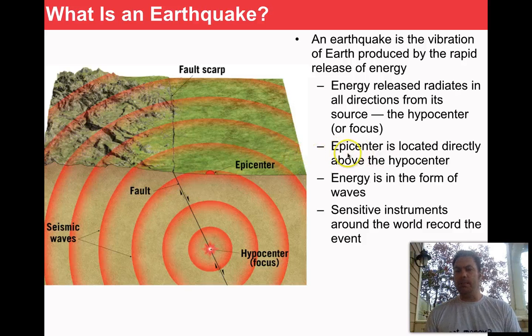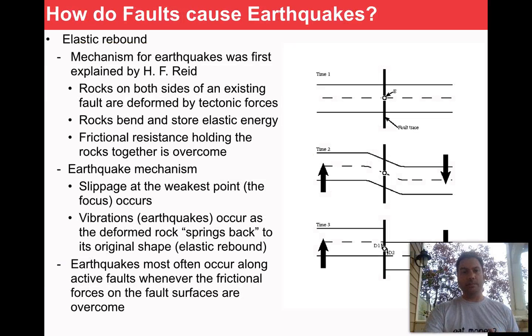The epicenter, which is something that most people are familiar with, is actually the point of land right above the hypocenter. So if I go from the epicenter to the hypocenter, it's just down here. The epicenter tells me the location, but it doesn't tell me the depth. The hypocenter gives me both. The energy is in the form of waves, so we see waves coming out away from there, almost like sound waves. We'll be talking about the different kinds of waves momentarily. And sensitive instruments around the world record the event. So if you're in Paris, or if you're in Siberia, or if you're in Buenos Aires, you're going to be able to detect a large number of earthquakes on these instruments. And these instruments are called seismographs.